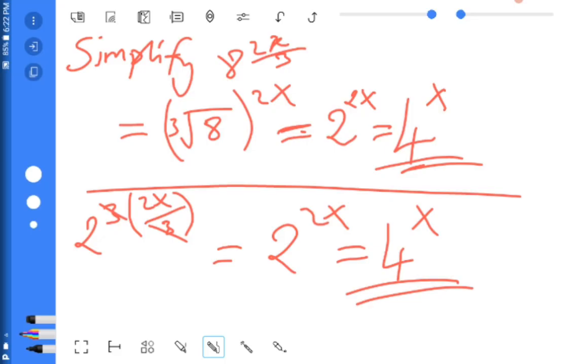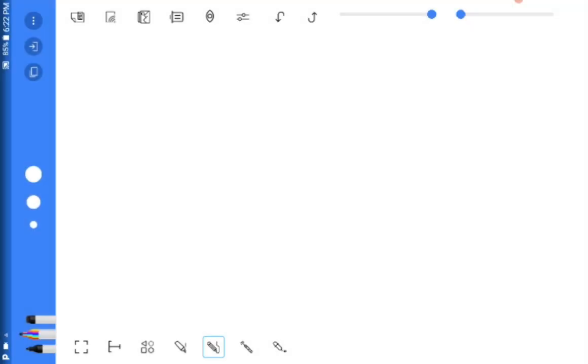Next question. Simplify 0.0625, all this to the power of 1/4. 1 over 4 is the power. So simplify this. Go ahead and simplify. All right. So let's follow up now for correction.